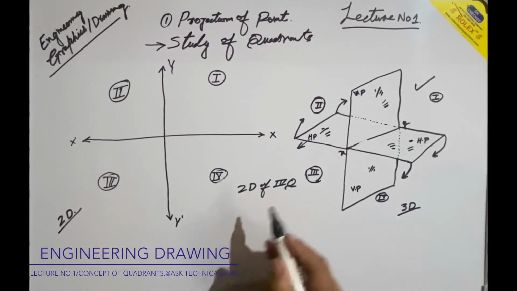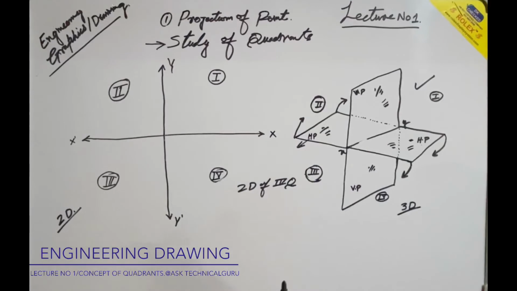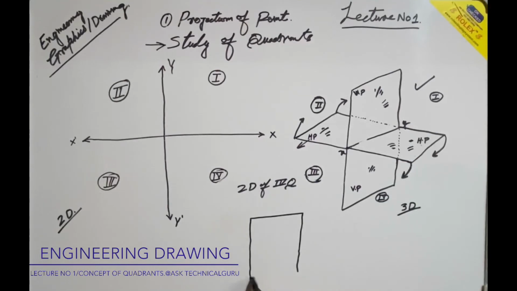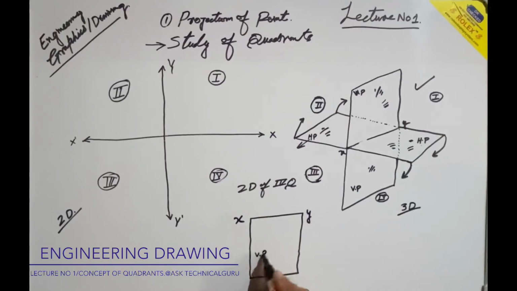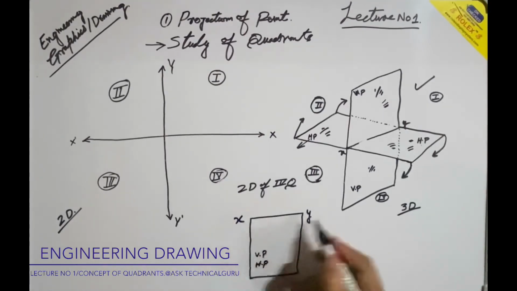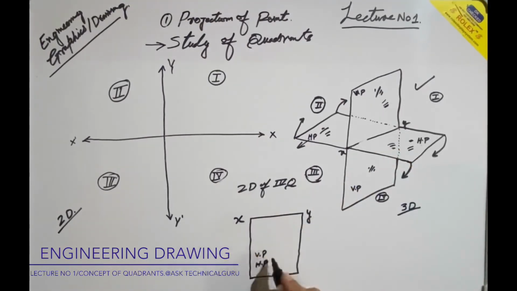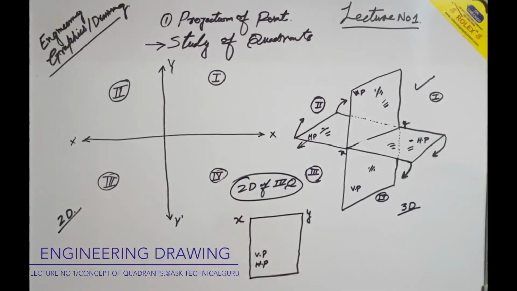So in case of the second quadrant, HP and VP coincide, overlap each other, and both the planes are above the XY line. But in case of the fourth quadrant system, what will happen? Both the planes will be drawn below the XY line. This is the XY line. So rotation is like this. VP is already here and HP will come here. So both the planes are drawn in the 2D view of the fourth quadrant below the XY line.